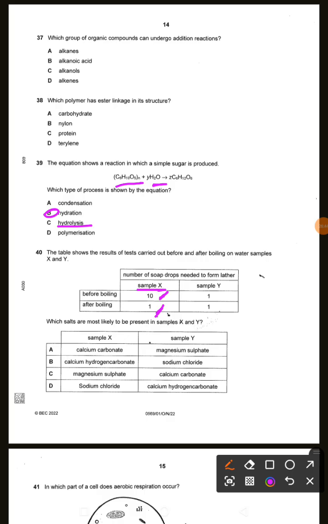Why? Because temporary hardness in water is the only one that you can solve by doing what? By boiling the water. So X, we're going to make it with calcium hydrogen carbonate, because that's the compound that is responsible for temporary hardness in water. Whereas for Y, it's relatively soft. You just need 1 drop to form lather. The only option that we have there is sodium chloride, which is actually correct. So our answer is going to be B.